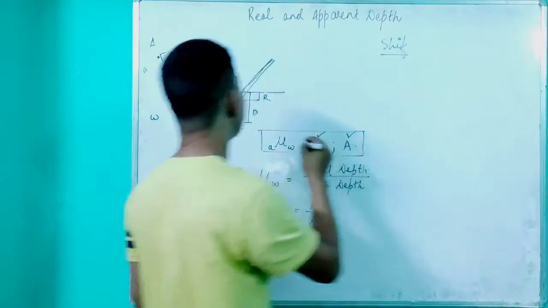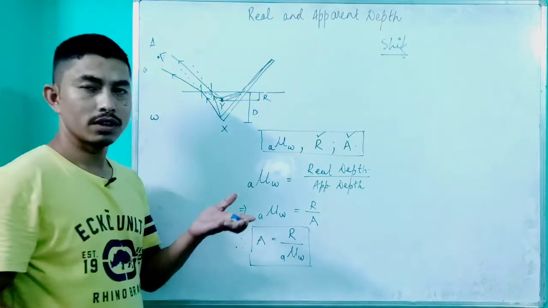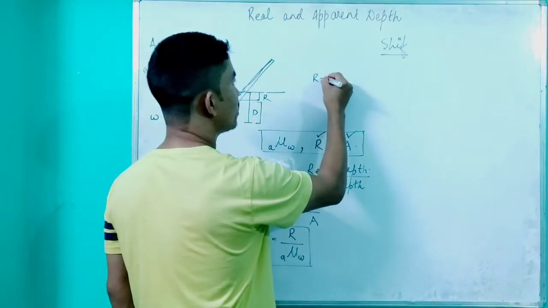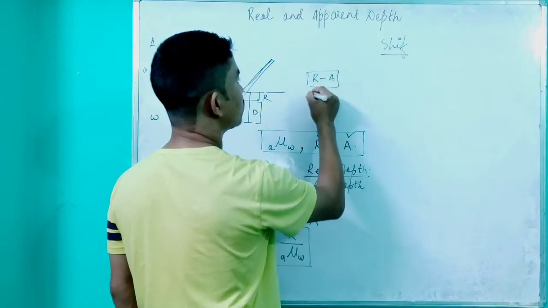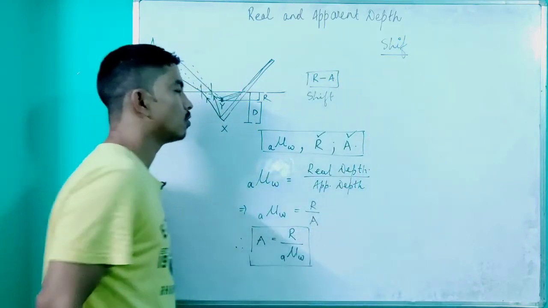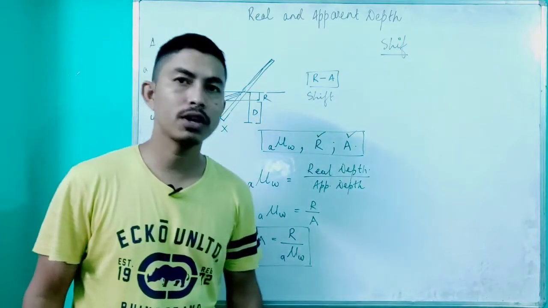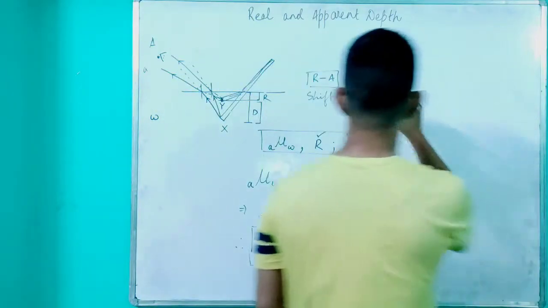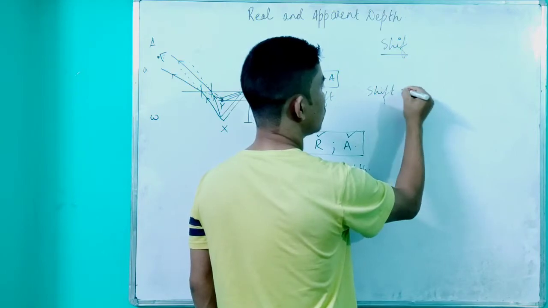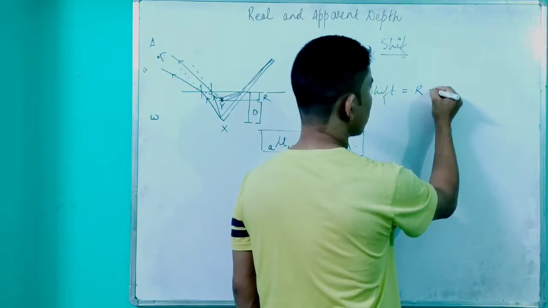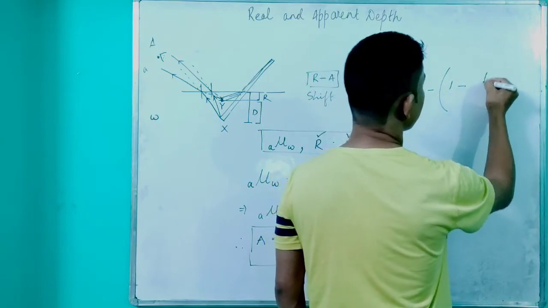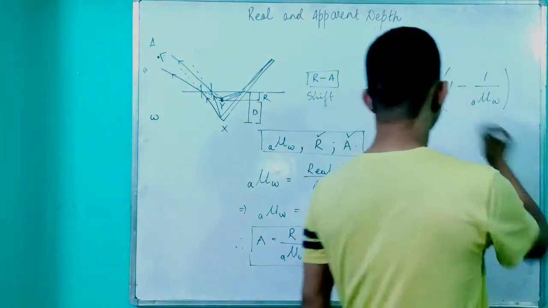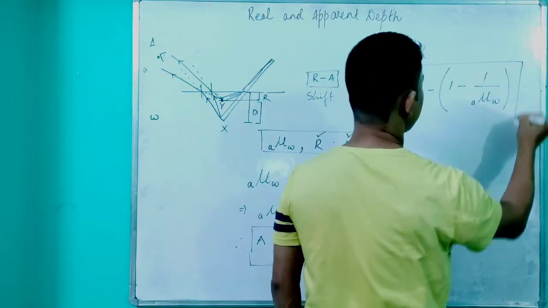What is shift? The shift is the distance by which the object is raised upward. Here the shift is this one, that is, the real depth minus the apparent depth is known as the shift. If you are asked to find the shift, you can simply remember this formula, which tells us that shift is equal to real depth multiplied by bracket 1 minus 1 divided by the refractive index of water with respect to air. This formula gives you the shift.